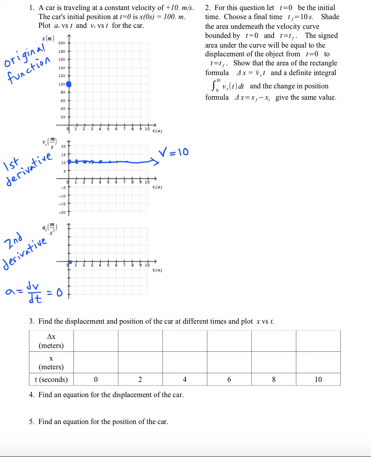There's actually no acceleration in this problem. When an object travels with constant velocity, there's no change in the velocity with time. But acceleration is defined as a change in velocity with time. So here we have no acceleration.